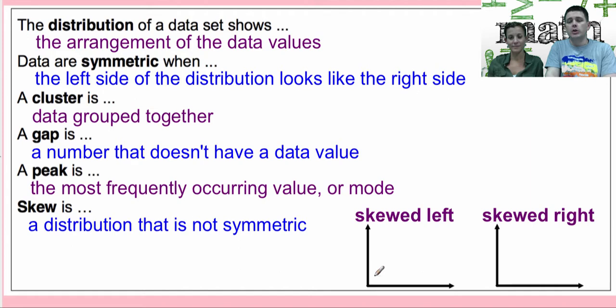Something that is skewed left means there's not a whole lot of data on the left. Most of it's over on the right. I like to think of it as skewed away from the left-hand side, so there's more data over on the right. If something is skewed right, it means you're missing some data on the right. Most of the data is over on the left. So it's skewed away from the right-hand side of our graph.